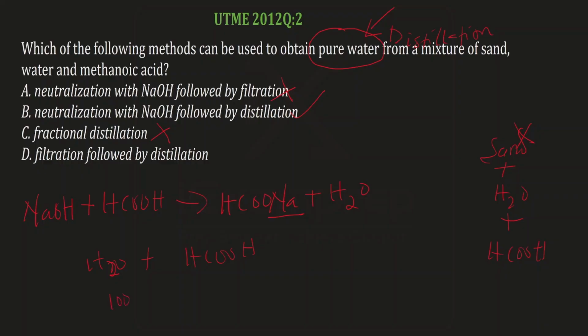The boiling point of water is 100 degrees Celsius. The boiling point of methanoic acid is 100 degrees Celsius. So because they have the same boiling point, we cannot do distillation after filtration, because distillation is used to separate two miscible liquids that have different boiling points. So the most correct option is B, neutralization with NaOH followed by distillation.